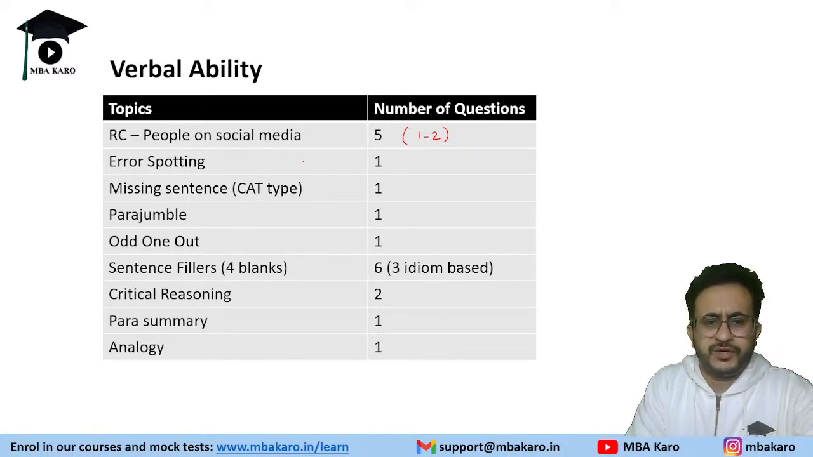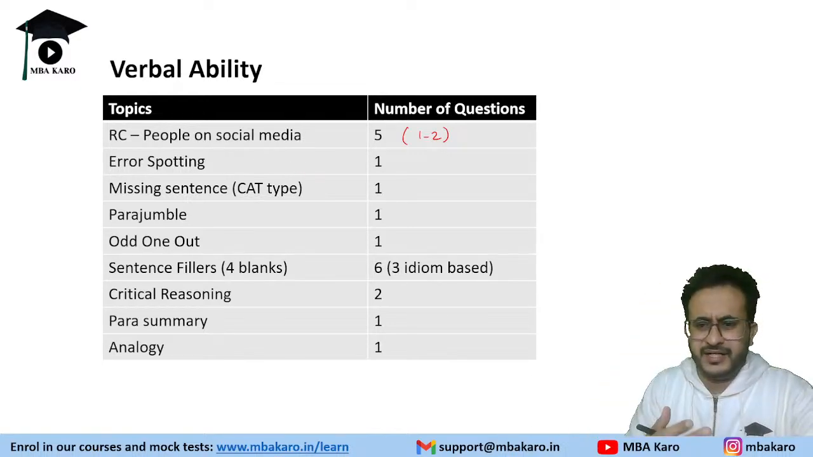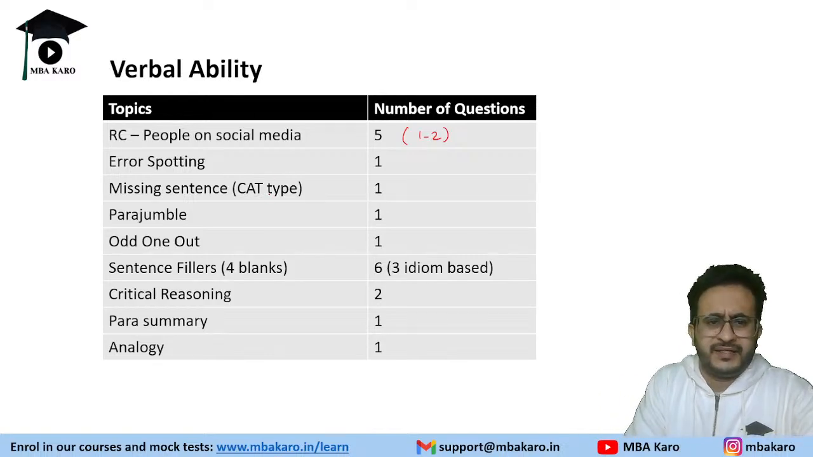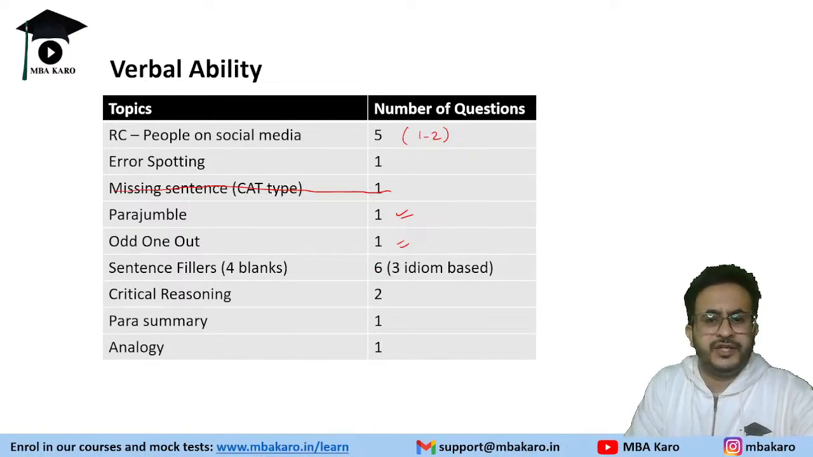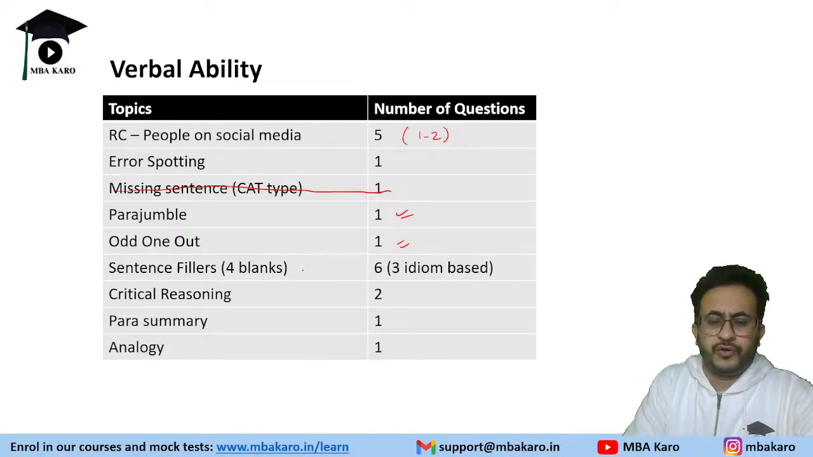Then there was one question on error spotting, in which sentences were given and you had to find the right sentence. Missing sentence was not present this time. Instead, they had parajumbles and odd one out. The parajumble was easy, and odd one out also was a doable one. There were sentence fillers, four-blank sentence fillers, and three of them were idiom based, and some were word based.